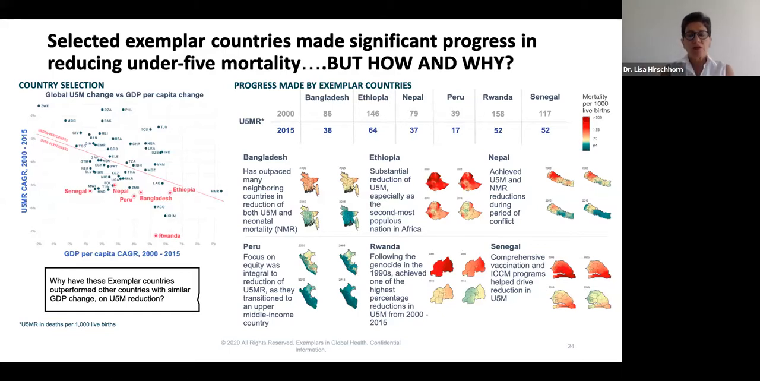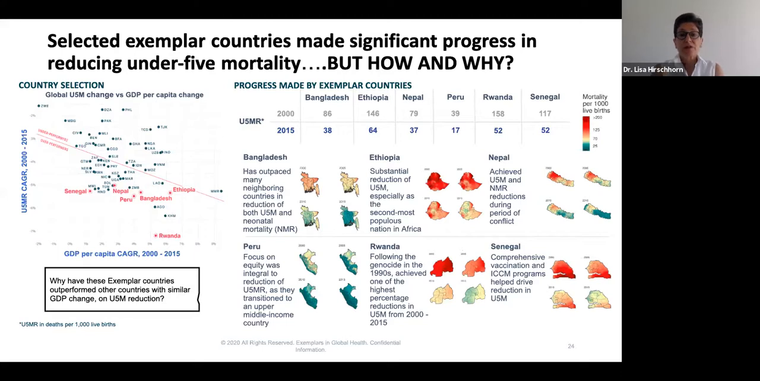And so with a group of people at University of Global Health Equity, as well as in-country partners, we set out to design an implementation research to ask, why have these exemplar countries, and how have they outperformed other countries with similar GDP change on under 5 mortality reduction? And we focused on 6 countries to allow us both geographic diversity as well as country size diversity. But each one of them, as you can see, really dropped the mortality significantly between 2000 and 2015.